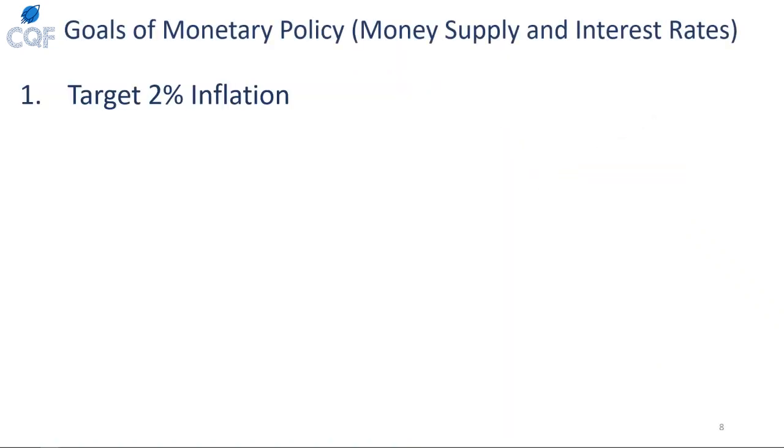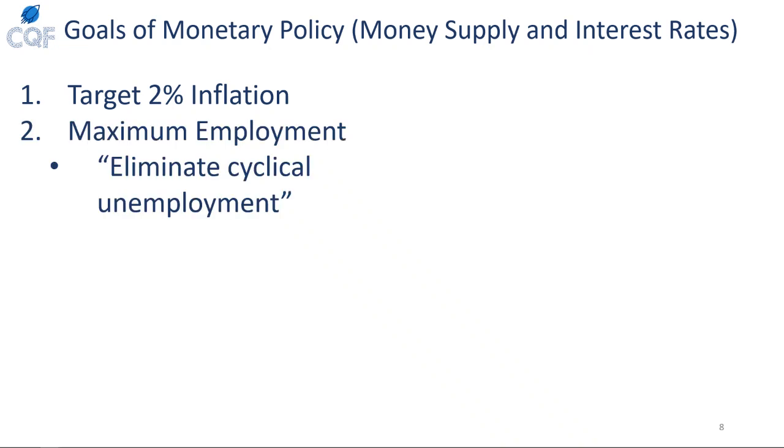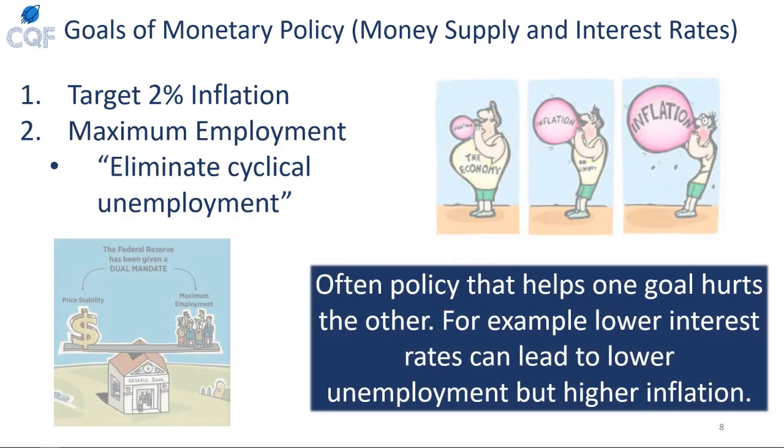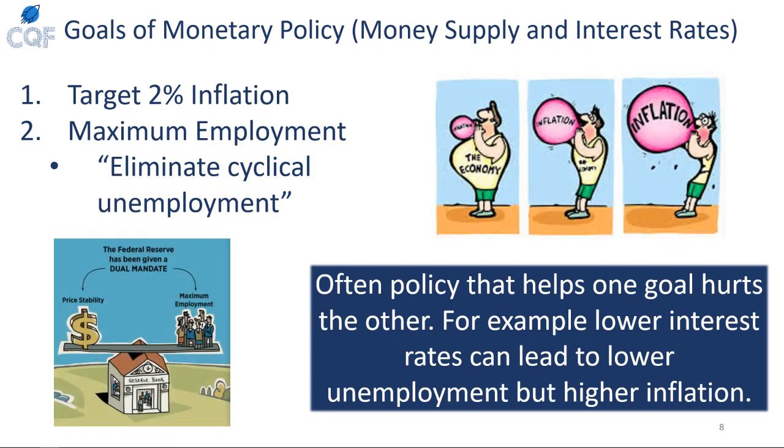So what is the goal of monetary policy? Remember, monetary policy controls the money supply and interest rates. They have 2 main goals. One is to target 2% inflation, and the second is to try to get maximum employment. The key here is that those 2 goals often counteract each other. For example, lower interest rates can lead to lower unemployment, but higher inflation. Both comics on the page show that. It's kind of a seesaw effect. You target one of the goals, and you end up hurting the other.